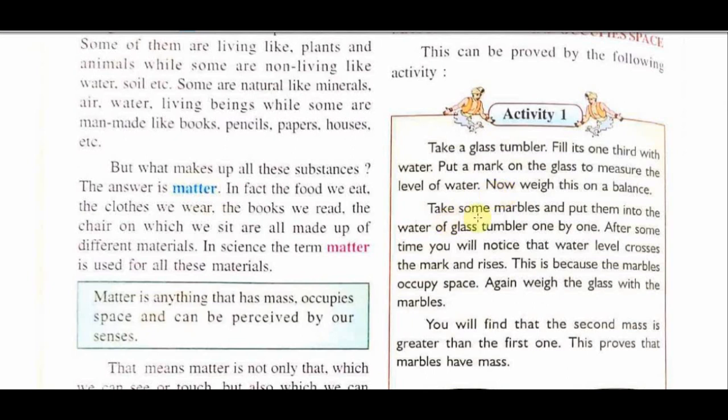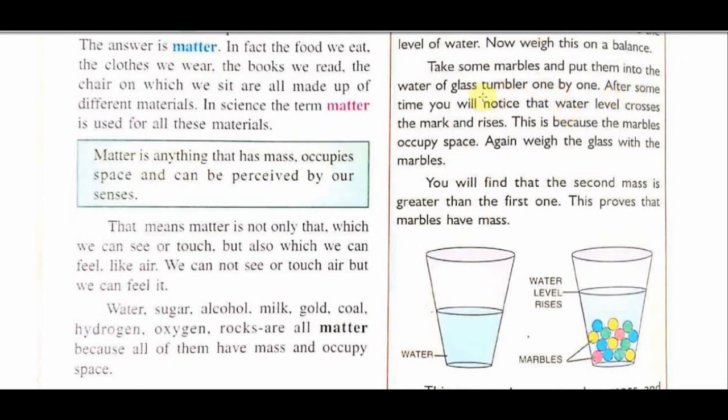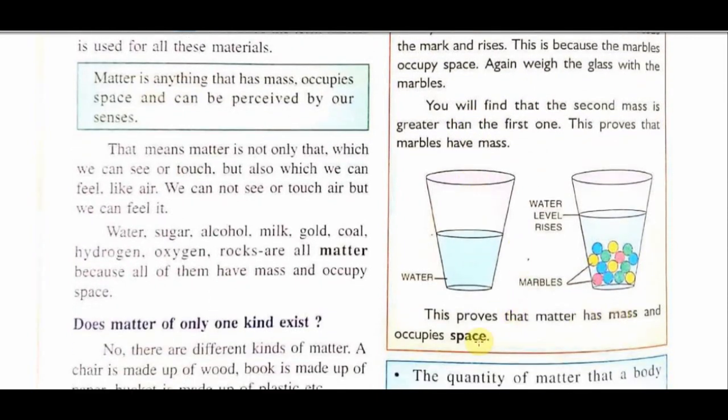Take some marbles and put them into the glass of water one by one. After some time you will notice that the water level starts to rise and crosses the mark. This is because marble occupies space. In the glass tumbler, water has already occupied some space, and after weighing the glass with marbles, we will see that the total mass is greater than the previous measurement. This proves that matter has mass and it also occupies space.